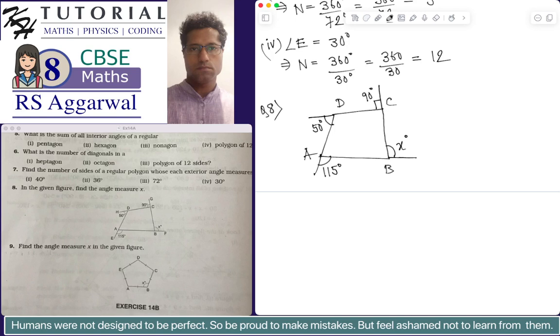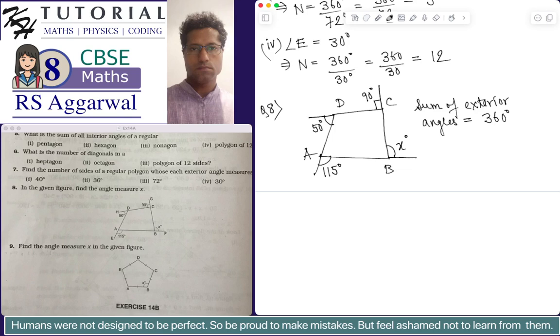So clearly we know that for a polygon, the sum of exterior angles of a polygon, that is a convex polygon, is 360 degree. Sum of exterior angles is equal to 360 degree.